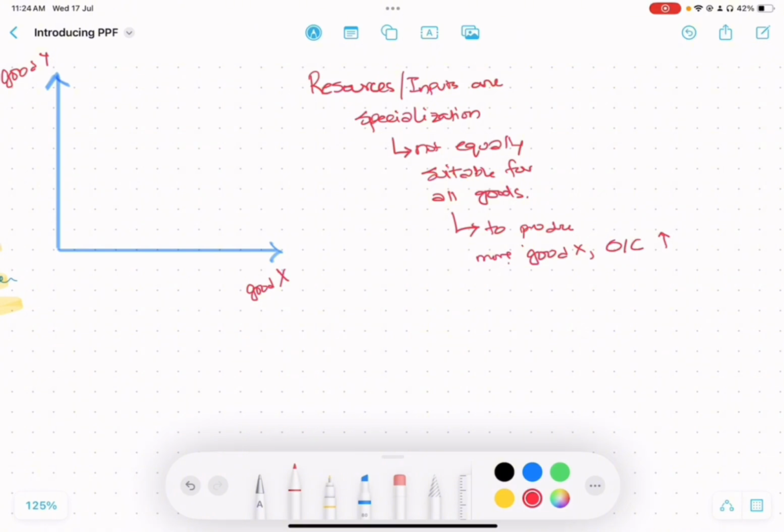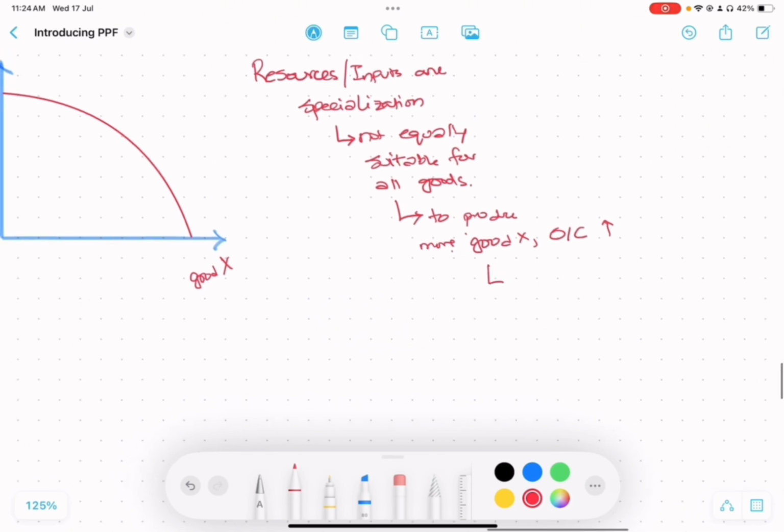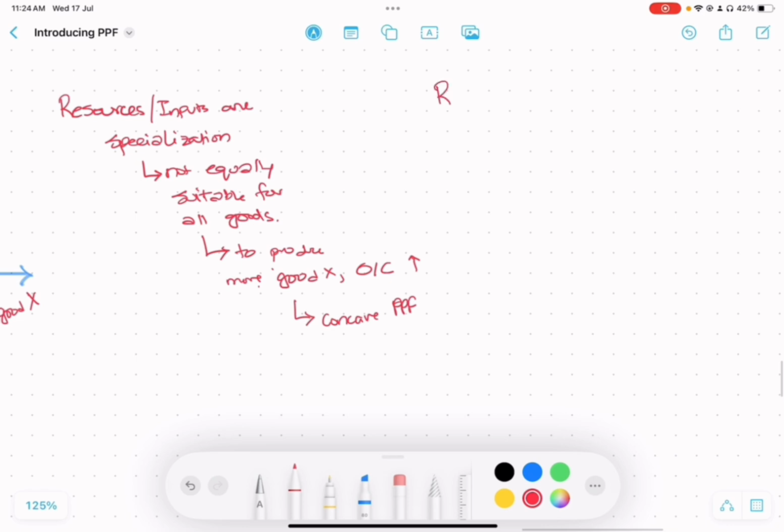So some guys are better at producing X, some are better at producing Y. So in that case, as you are putting more and more resources into producing X, towards the end, you're going to be pulling away the guys who are better at producing Y. So you're going to be ending up giving up a lot of Y, right? So in that case, we are dealing with a concave PPF.